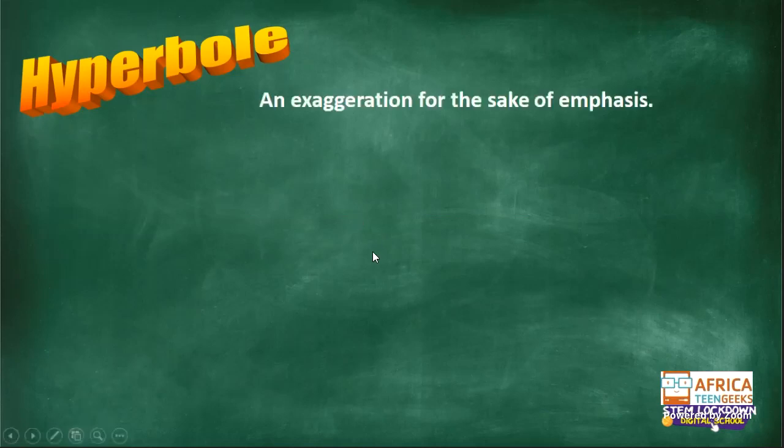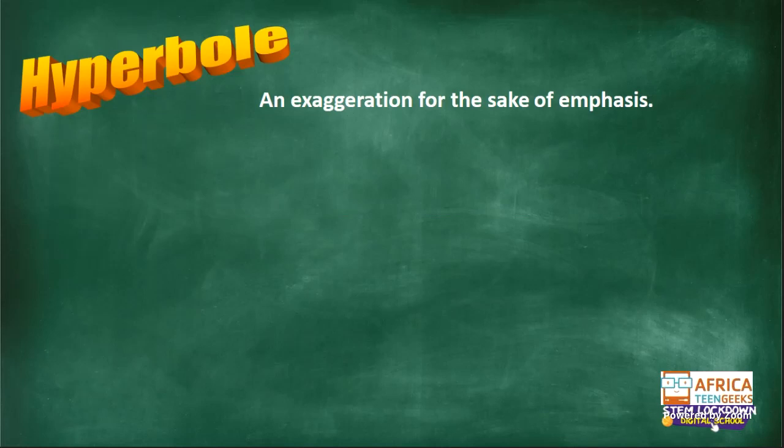Hyperbole. So we don't pronounce it as "hyperbole". That is very incorrect. We call it hyperbole in mathematics, but in English, we call it a hyperbole. And a hyperbole is an exaggeration for the sake of emphasis. So basically an over-exaggeration. Yes, an extreme exaggeration.